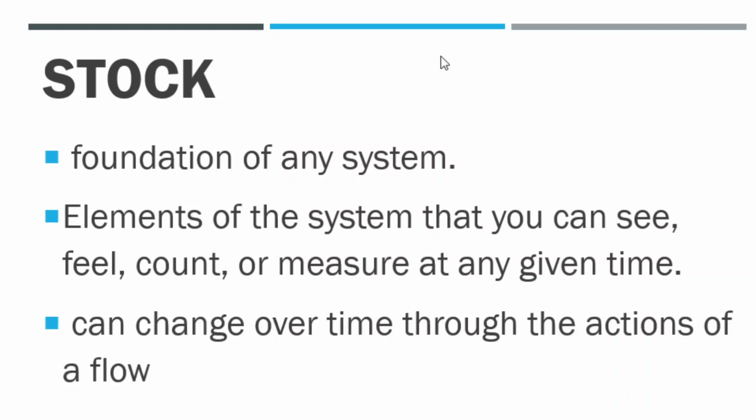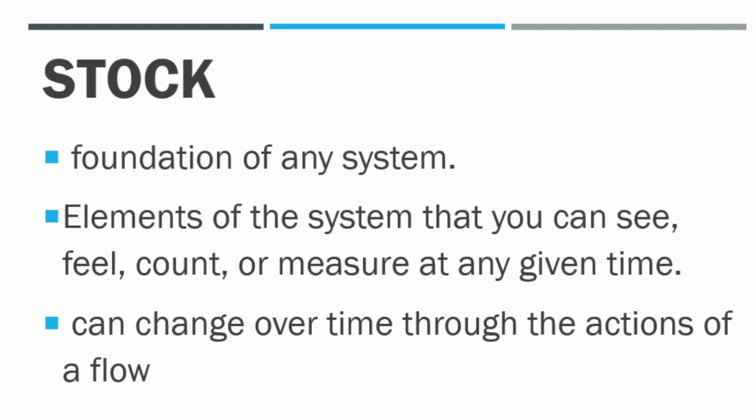Next, a stock can change over time through the actions of a flow. That is its relationship with the flow. So let's focus first on stocks. Stock is a term in systems thinking. I know there is also a term stocks in trading, right? But here, in systems thinking, it represents the elements that are tangible. What are those? For example, in a bank, the money. Okay? That is tangible. You can see it, you can feel it, you can count it, and you can measure it.